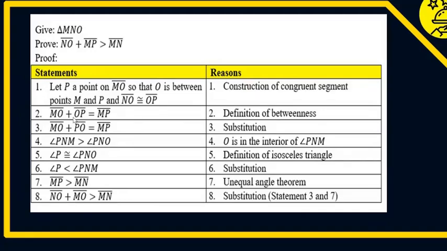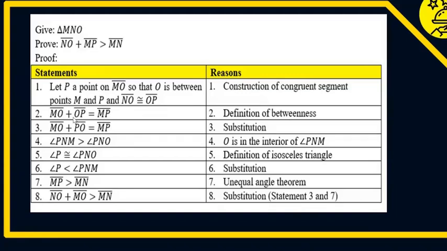Let P be a point on MO extended so that O is between point M and point P, and segment NO is congruent to OP. We have constructing a congruent segment. Now, we have the side MO plus side OP is equal to the side MP, by the definition of between. Next, we have the side MO plus the side PO is equal to MP by substitution.